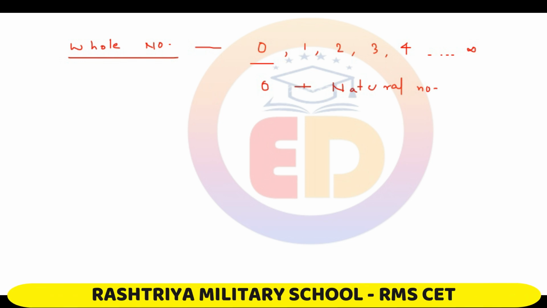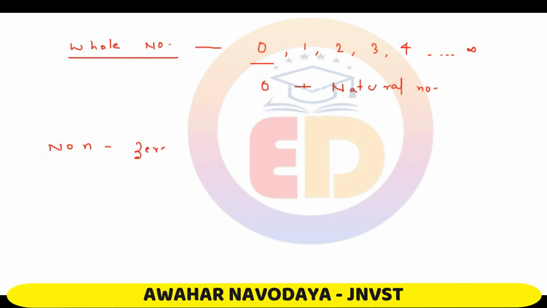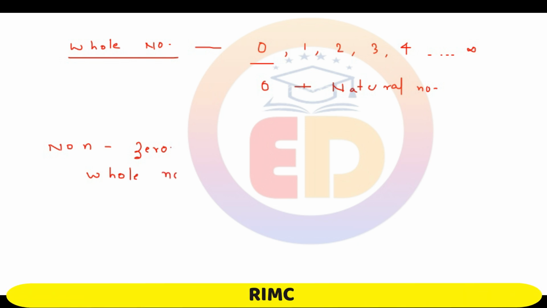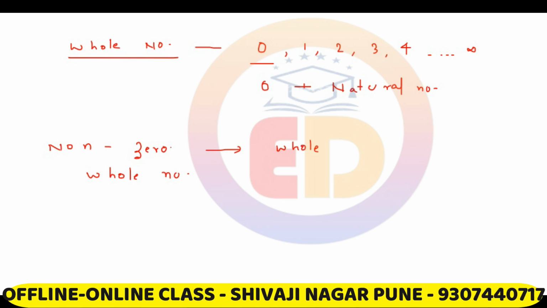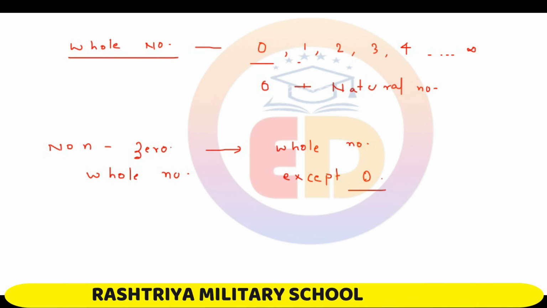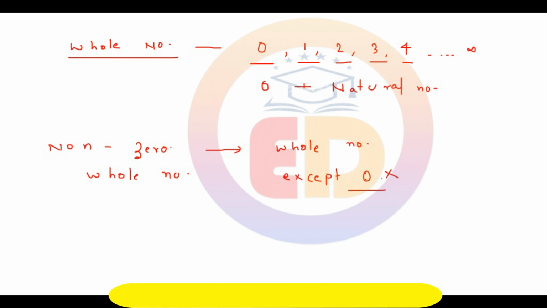In the question they say a non-zero whole number. Non-zero whole number means any whole number other than 0, or except 0. So we have to take a whole number other than 0. It can be any number. It can be 1, 2, 3, 4, 10, 20. A non-zero whole number means you have to take a whole number which should not be 0.